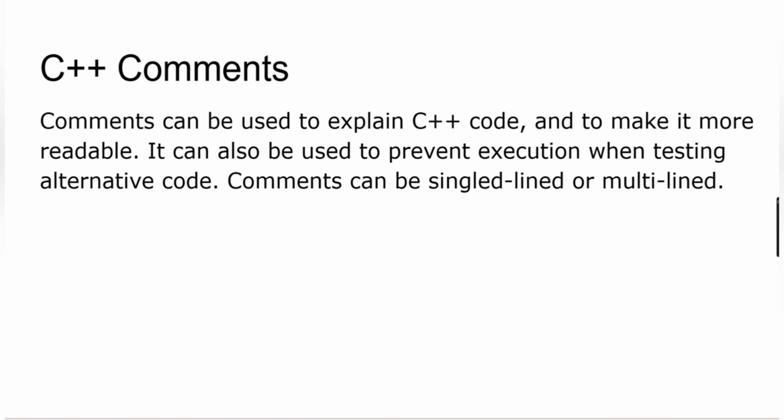Comments are mainly used to make your code easier to understand, both for you and for others who might read it later. So basically comments can be used to explain your C++ code and make it more readable. It can also be used to prevent execution when testing alternative code because comments are ignored by the compiler. C++ supports two types of comments. The first one is a single line comment and the second one is a multi-line comment.